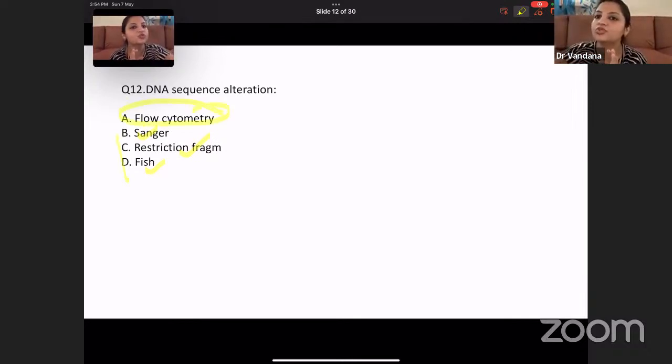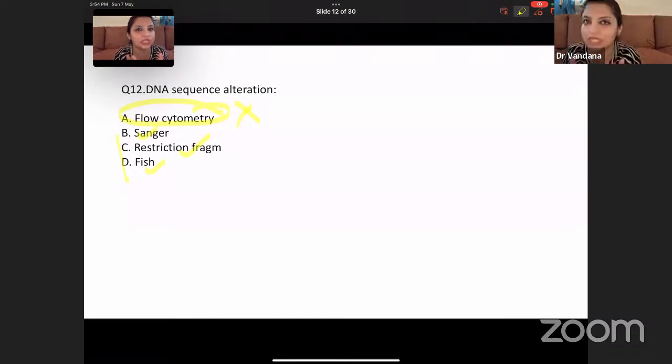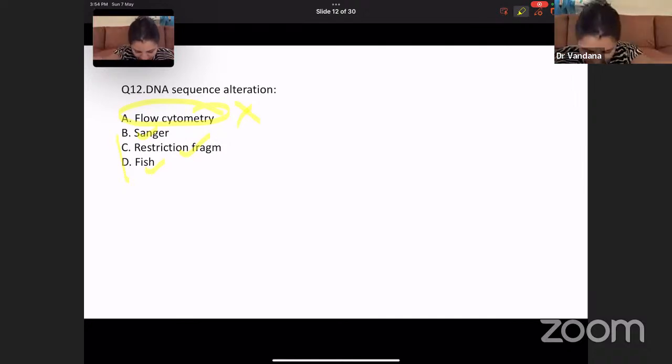Flow cytometry usually does not study DNA sequence alterations. Usually flow cytometry is meant to study the proteins. It sees the antigens, antibodies, not the genes. Of course, it was a multiple choice option again. So Sanger, RFLP, FISH all see DNA sequence alteration. Flow is not for this. Right, let's go to the next question, guys.